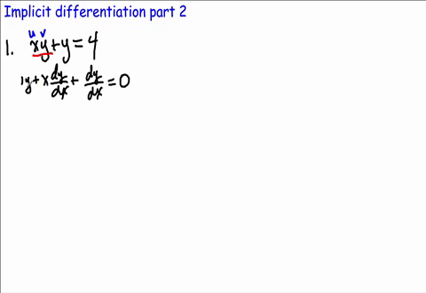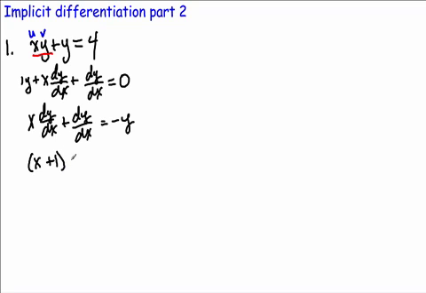And as in yesterday, we have to now solve for dy dx. So the first step in doing that is subtracting y from both sides. And that gives me x dy dx plus dy dx equals negative y. Pardon me for the pauses. And then what I'm going to do is factor out the dy dx, of course. So it'd be x plus 1 dy dx equals negative y.